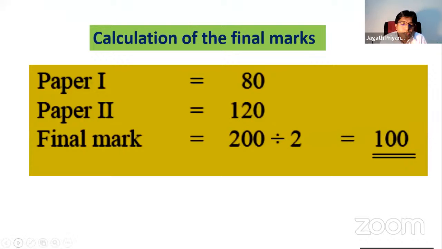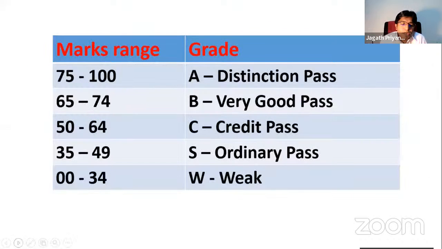You can see the screen. You can see the marks range, right? 75 to 100 distinction pass, 65 to 74 very good pass, then 50 to 64 C credit, 35 to 49 S pass, or 34 or below W weak.